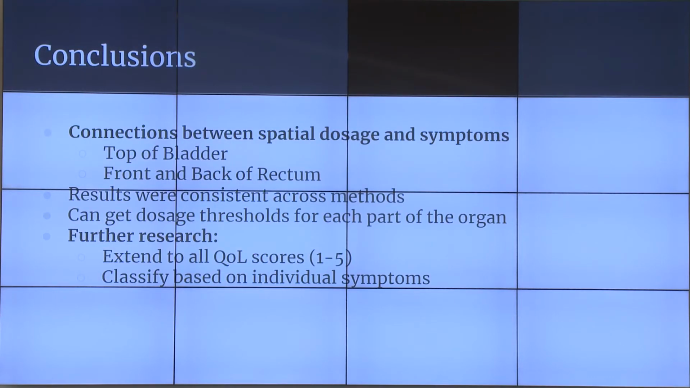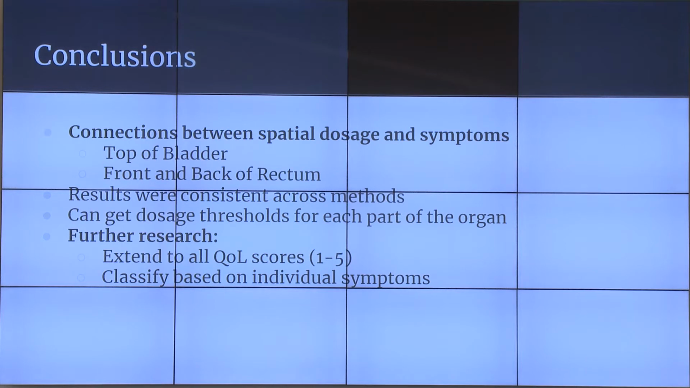So overall, we did find connections between spatial radiation dosage and changes in quality of life symptoms only in the top of the bladder and both the front and back of the rectum. And the results that we found were consistent across methods. And then we were also able to, in fact, get these dosage thresholds that we can deem as safe before symptoms start developing.